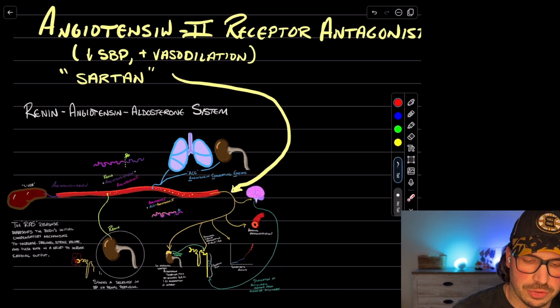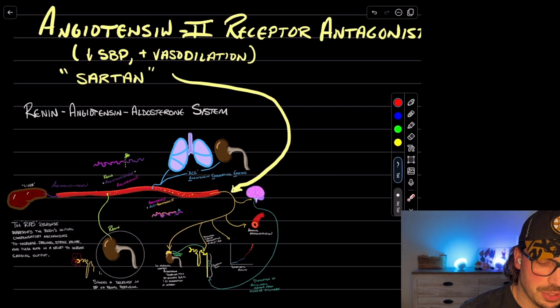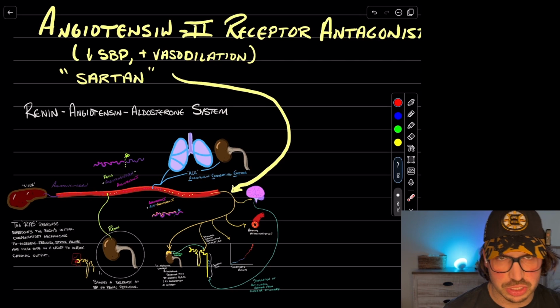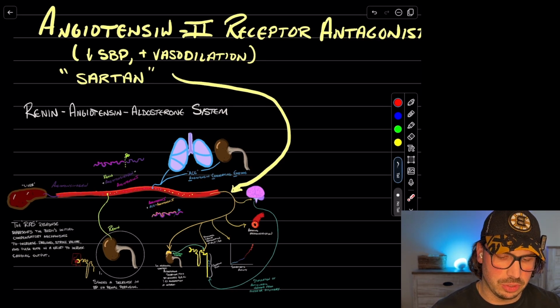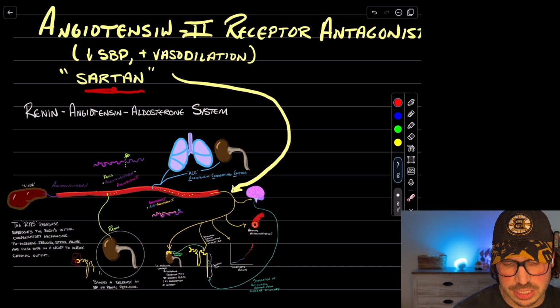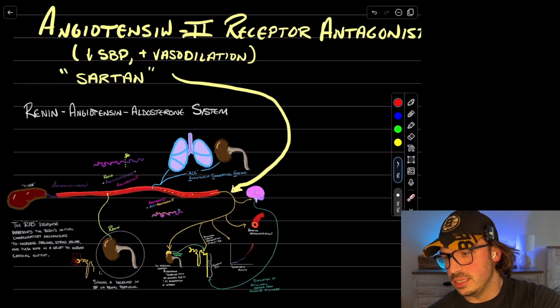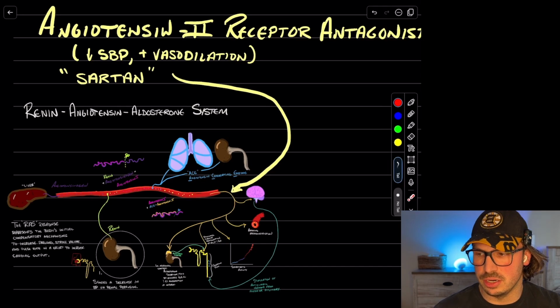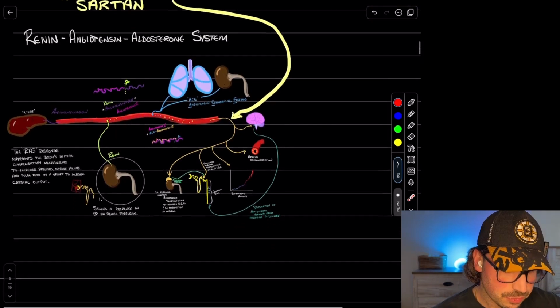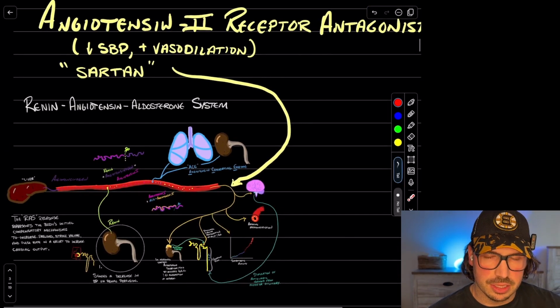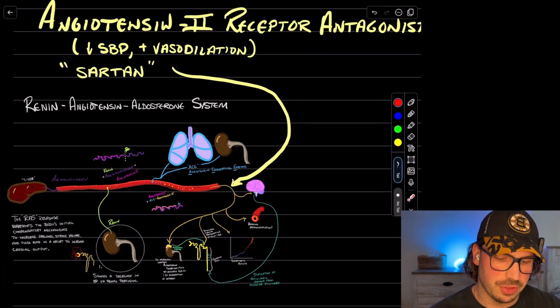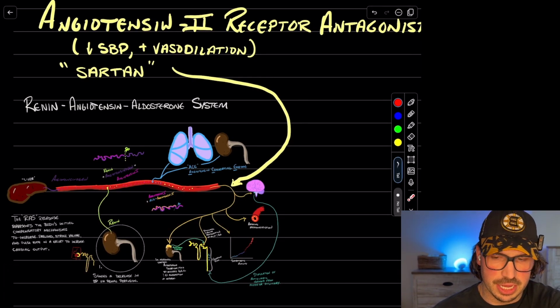So we're going to have reduced systolic blood pressure. Vasodilation is going to be increased, so we're not going to have that vasoconstriction. Sympathetic response is going to be reduced, and these are denoted by the sartan suffix at the end. So you have medications like candesartan, valsartan, telmisartan. Those are the big ones. But that's kind of the trick for that one. The ending of that one is a sartan.